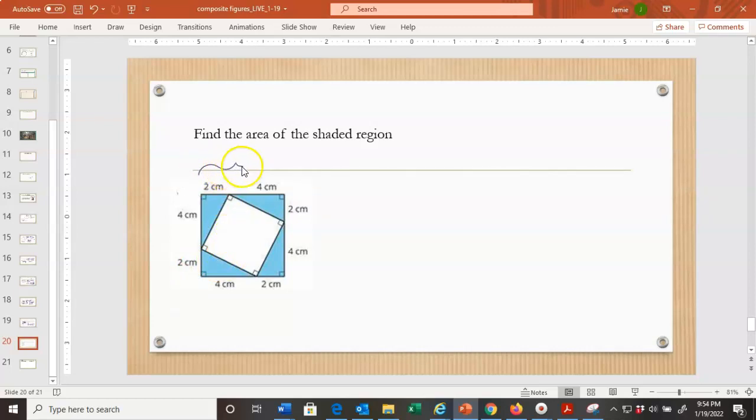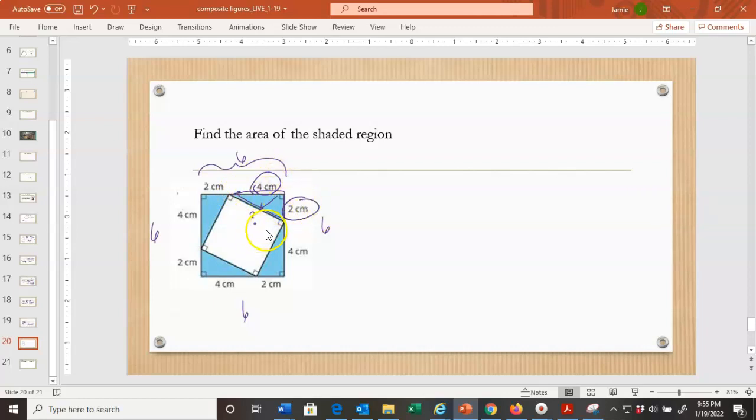We know that the sides of the big square are 6, right? 2 plus 4 is 6. So these are all 6. So that's good. We can find the area of the big one, and then we just need to subtract out this square. Oh, look, you guys, this is a right triangle. There's our hypotenuse. We can use the Pythagorean theorem.